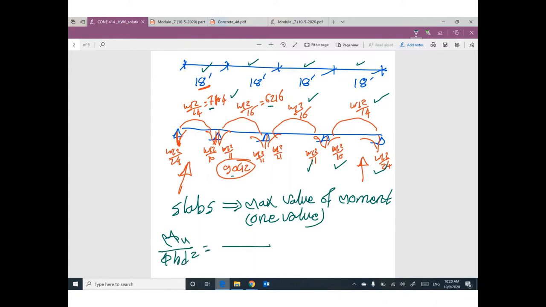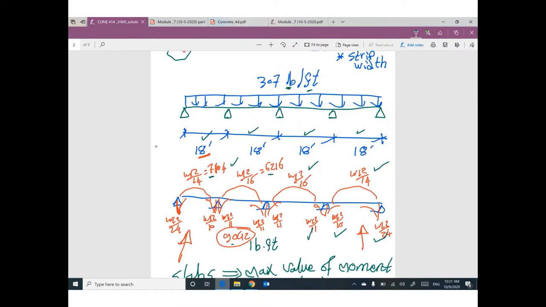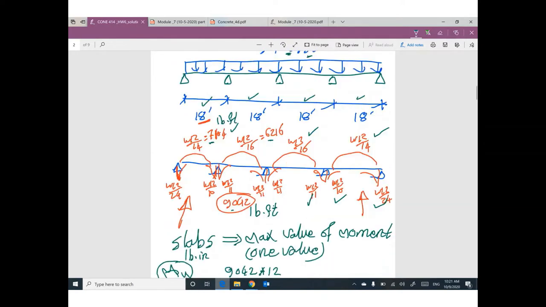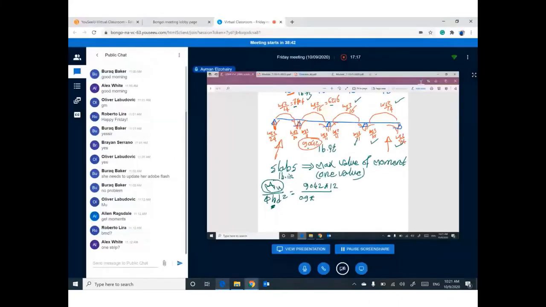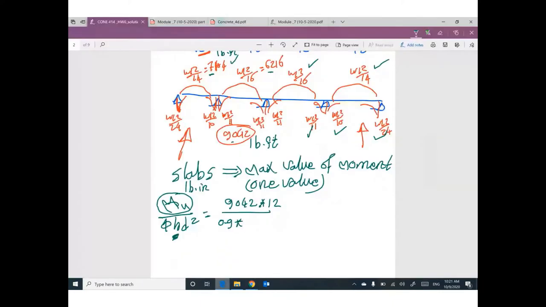Your moment will be 9,042. Don't forget to multiply it by 12. Do you remember why? Because this value must be pound inch. This value is pound foot, because your load is pound per foot, so your moment will be pound foot. So I'm going to multiply it by 12 to be pound inch. Phi is 0.9. B, do you remember what is the value of B? Width of what? Width of one strip, which is 12 inch.